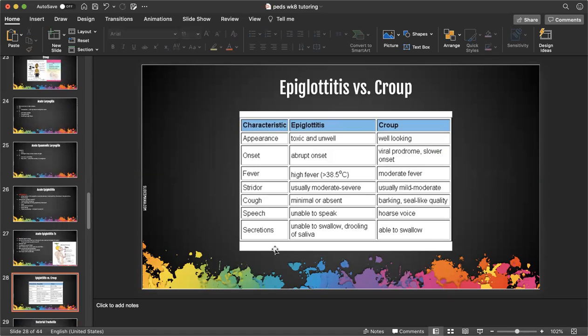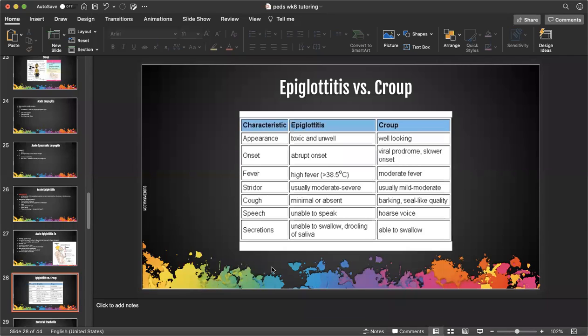And then I wanted to go over the difference between epiglottitis and croup, so it's not confused. For epiglottitis, they'll appear toxic and unwell, but with croup, they'll appear looking fine. Epiglottitis, like I said, is an abrupt onset, so they'll just wake up and have that fever. Their throat will be really sore, all that stuff. And then croup has a slower onset. They'll have a high fever for epiglottitis, and croup is moderate. Stridor is moderate to severe for epiglottitis, and croup is mild to moderate.